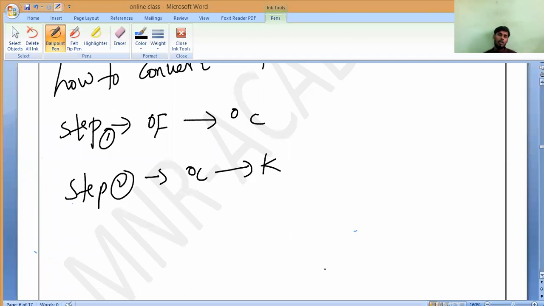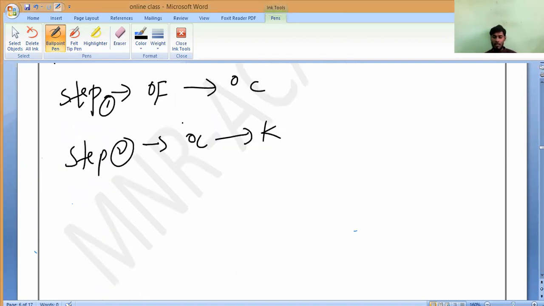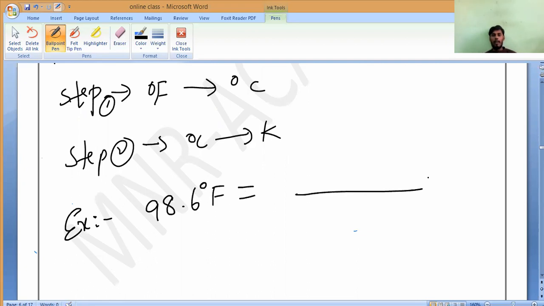As we know, we have already solved this. For example, suppose I have given 98.6 Fahrenheit, which is equal to dash Kelvin. That is what I am asking. So now please tell me, just now we have solved, 98.6 Fahrenheit equals how many degrees Celsius?